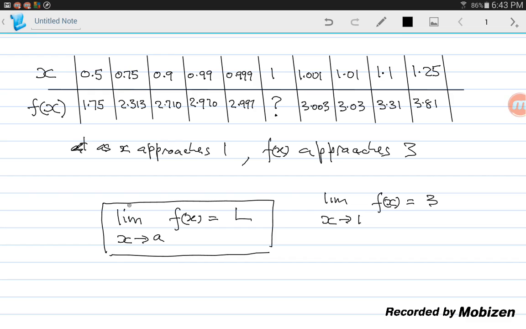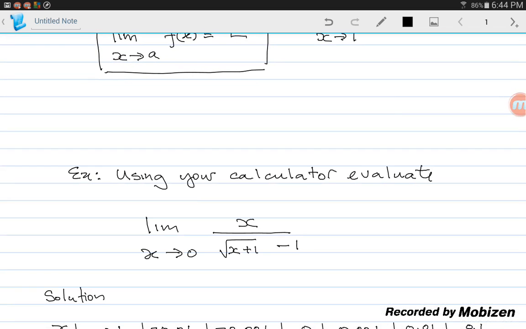We notice we have this written word, lim, which represents limit. This is the value to which x is approaching, and this is the function under consideration, and this is our limit.